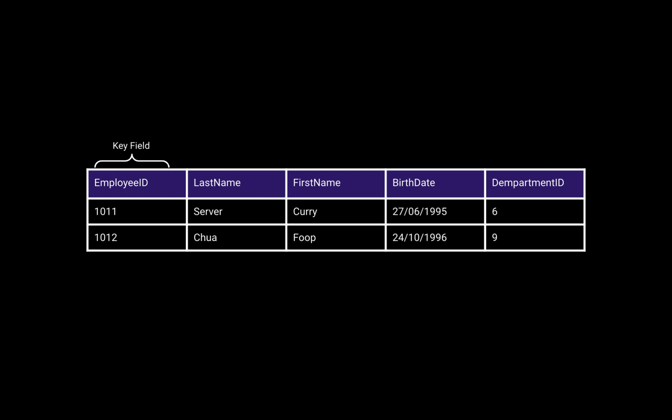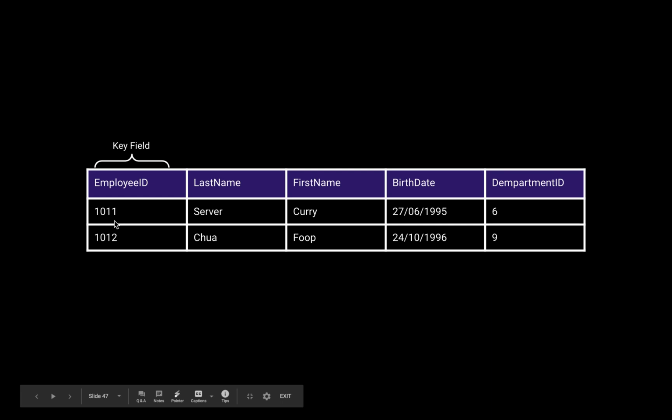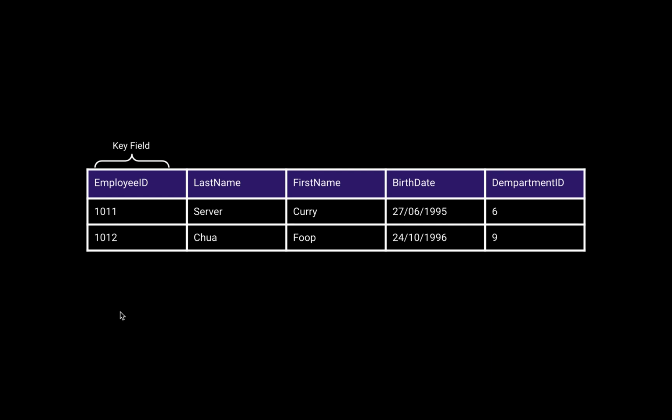The primary key is also sometimes called your unique ID. So for example, your primary key here is 1011. That can never be repeated anywhere on this table again as a primary key. Okay, so this 1011 is unique to this record alone.